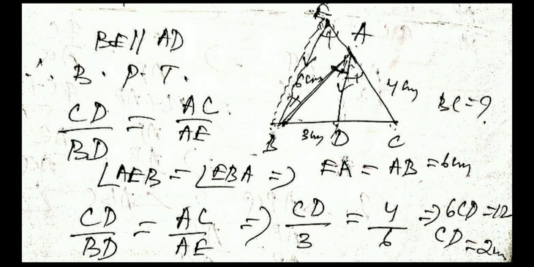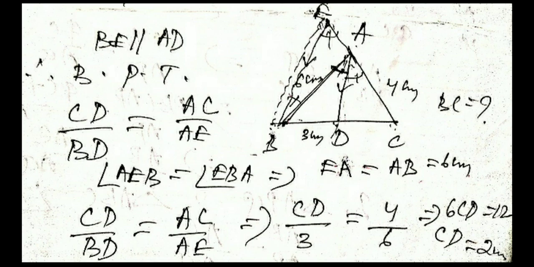Next question. If BE is parallel to AD, you have to find out the value of CD. For that, it is given AD is the bisector of angle BAC, and you have to find out the length of CD. If AC is given 4 centimeter, AB is given 6 centimeter, BD is given 3 centimeter, you have to calculate BC. For that you require construction.